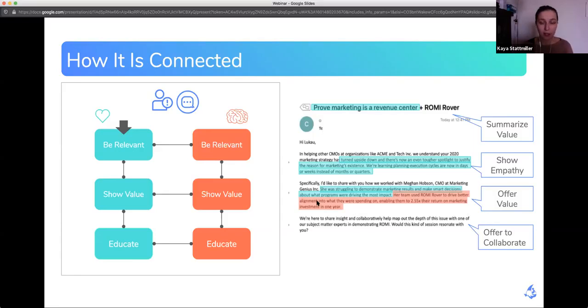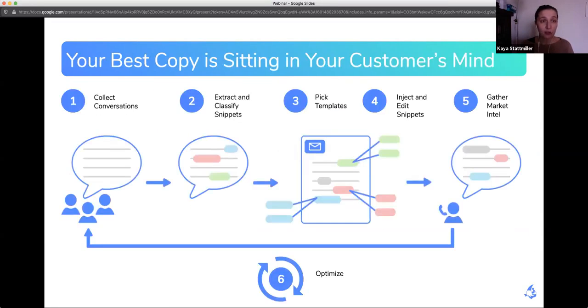So that's another conclusion for why it's important to speak buyer language, because your best copy is sitting in your customer's mind. And that's how I created this framework to help you extract this copy from the customer's mind.